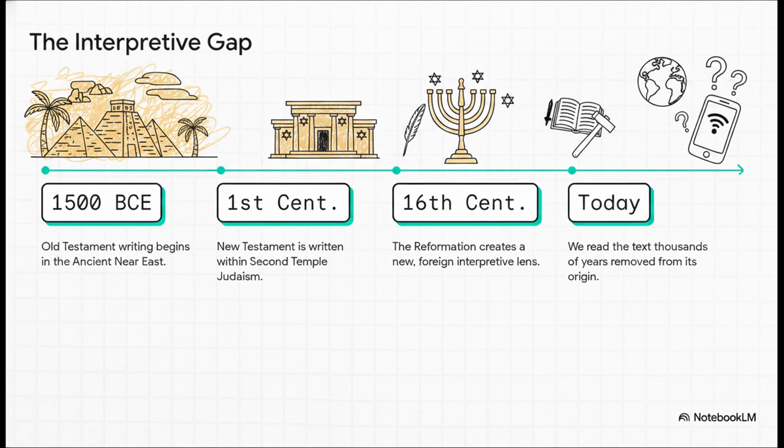The Old Testament was born in the ancient Near East, the world of Babylon and Egypt. The New Testament comes out of Second Temple Judaism. If we're reading it all through the lens of the 16th century Reformation, or even our 21st century world, we're basically asking questions that would have made no sense to the original authors.